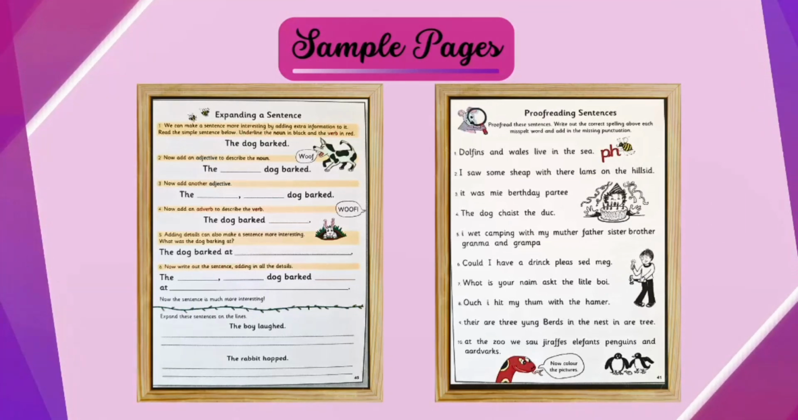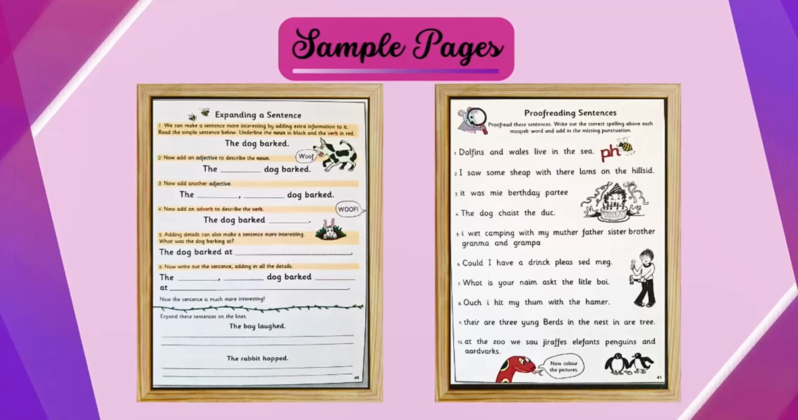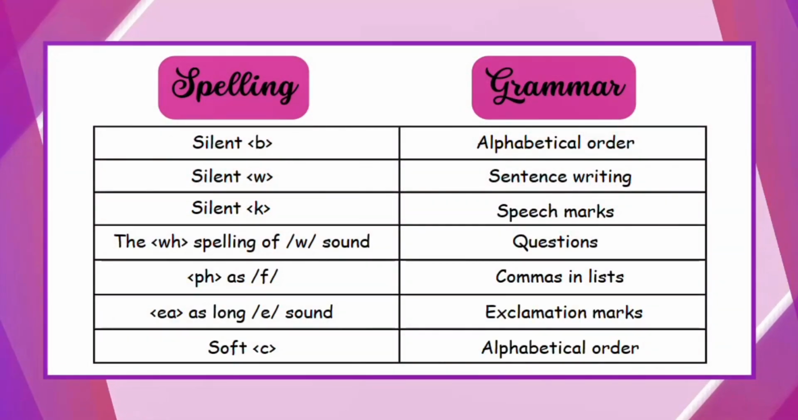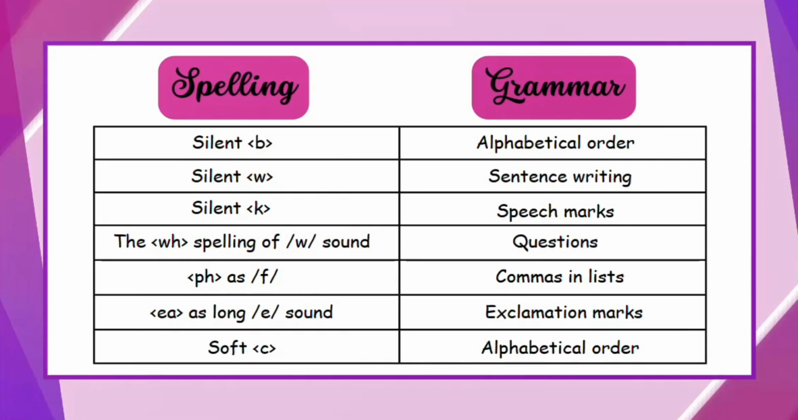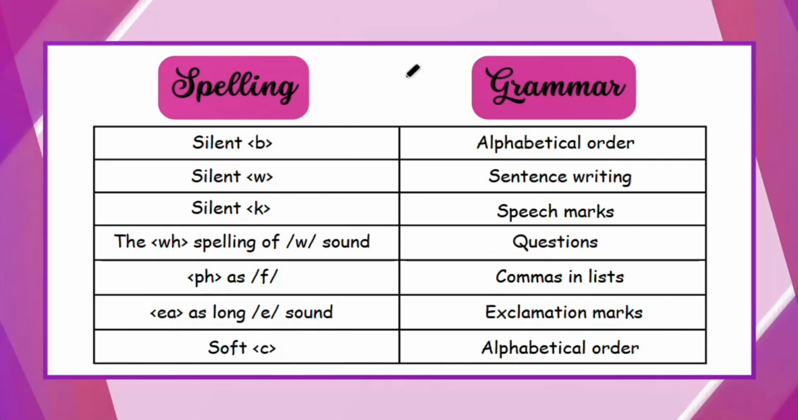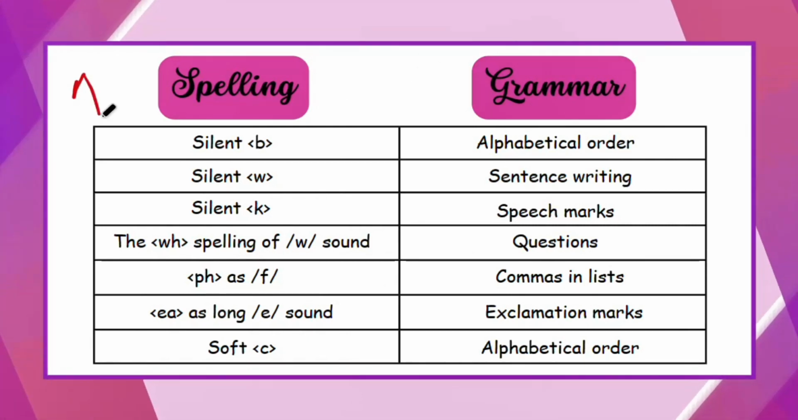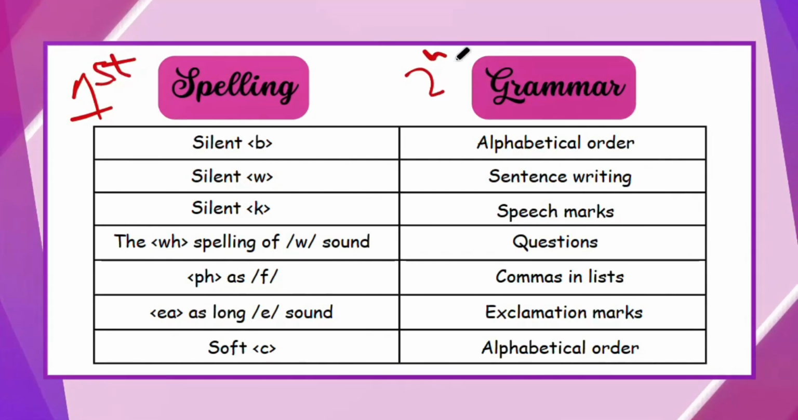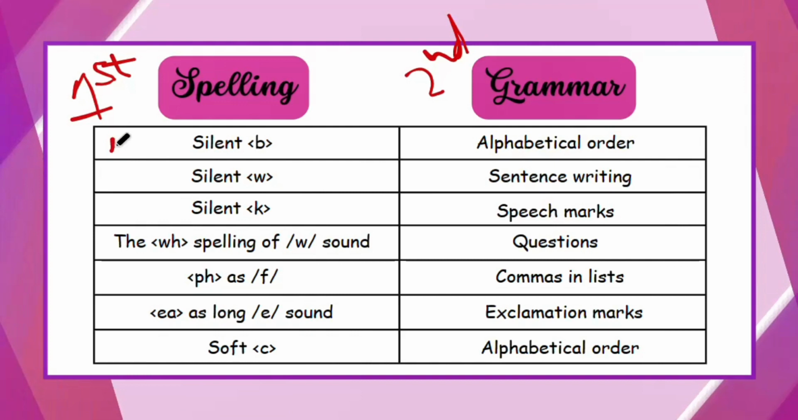Now let's quickly check out the week to week lesson plan. What are the things that we are going to teach each week? So now, as you know very well, Jolly Grammar is divided into two parts. The first lesson of each week will be spelling and the second lesson will be grammar, right? So this is the week by week lesson.